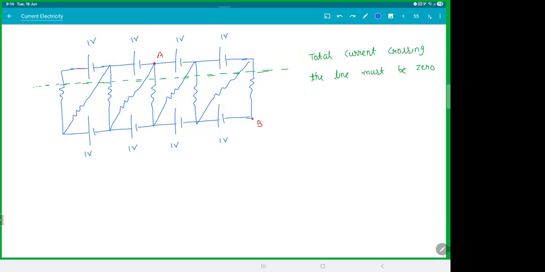But I think you can also say like this. Current leaving a battery comes back to the battery, forming a loop.